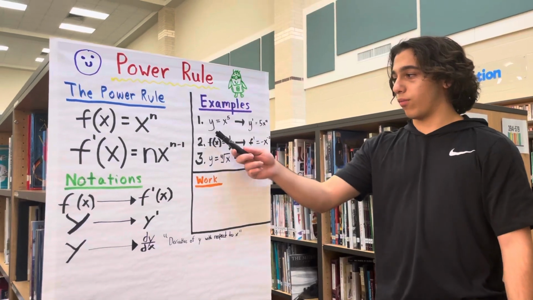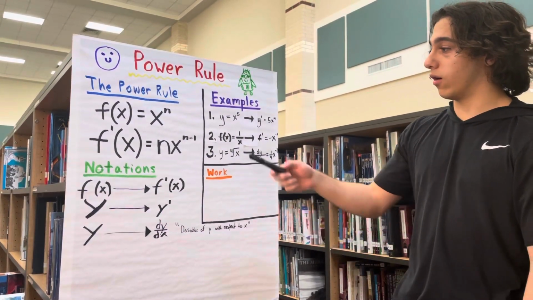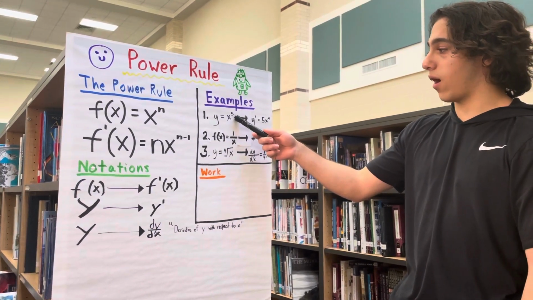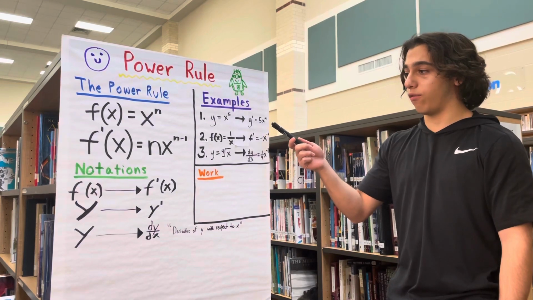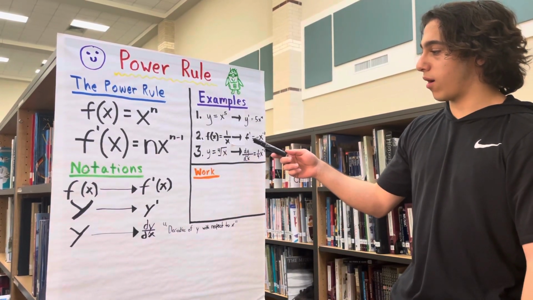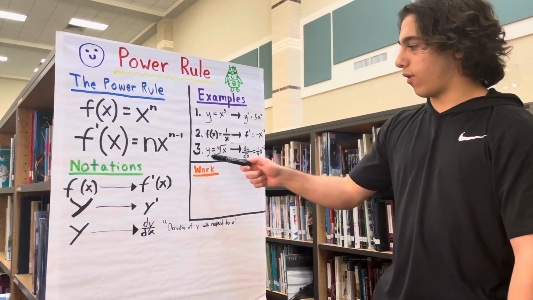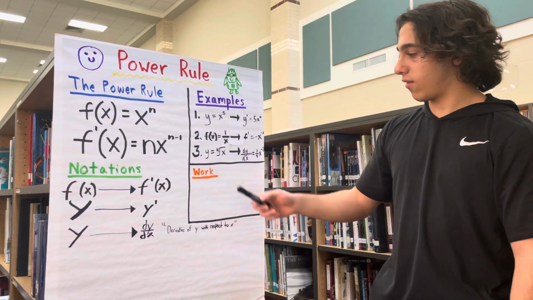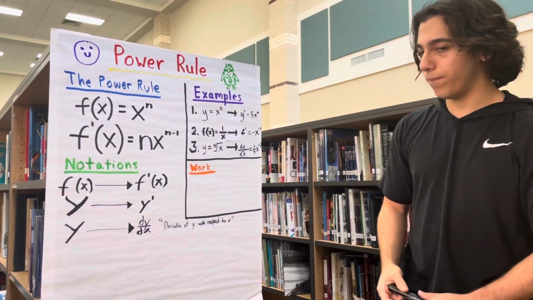Over here we have our examples. Right here we're going to work them out in a bit, but first we're just going to show what they are. Y is equal to x to the power of 5. Y prime, the derivative of y, is going to be 5x to the 4th. For f of x equals 1 over x, f prime of x is going to be negative x to the negative 2. Y is equal to the 4th root of x. Dy dx is going to be 1/4 x to the negative 3/4.